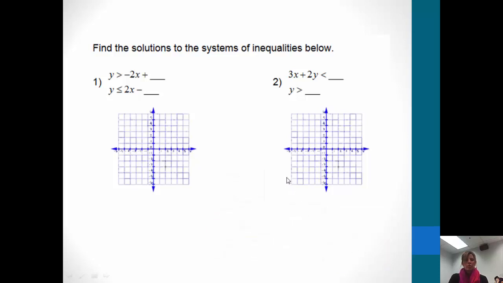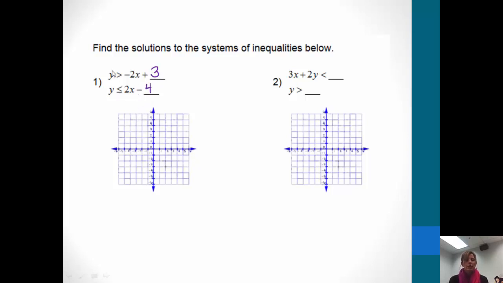Right, we're going to jump right into examples. We're going to find the solutions to the systems of inequalities below, and then as we get through the answer, I'll try to explain kind of what's going on. All right, we've got y is greater than negative 2x plus 3, and then y is less than or equal to 2x minus 4.